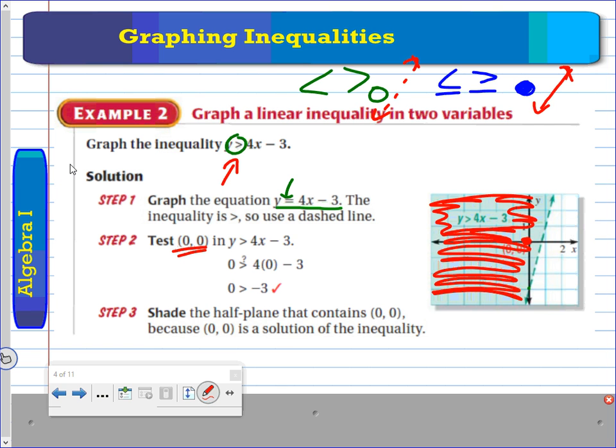Everything in the red is a solution of the inequality. The points on the line are not solutions because it's a dotted line. And everything on the right side of the line or below the line is not a solution also. So that's it. 3 steps. Step 1, graph the line. Step 2, decide if it's solid or dotted. Step 3, decide whether we need to shade above or below that line.